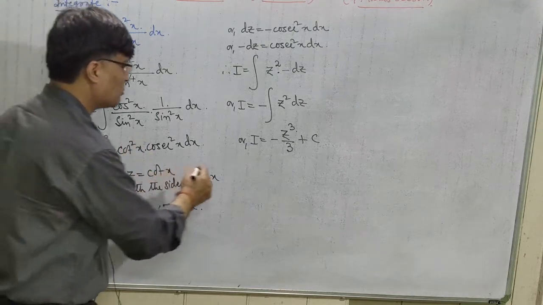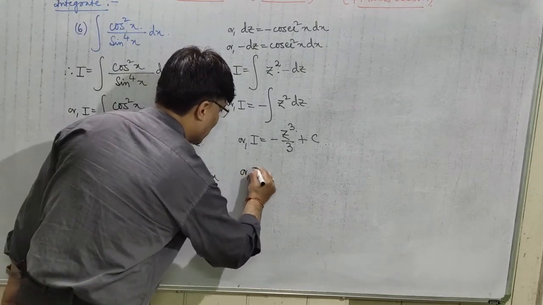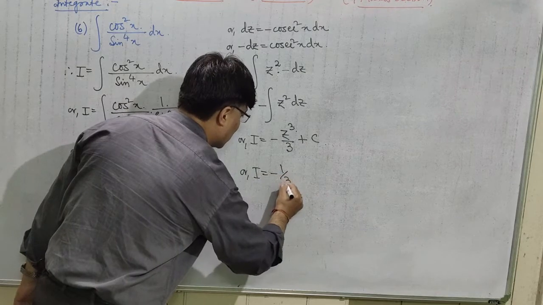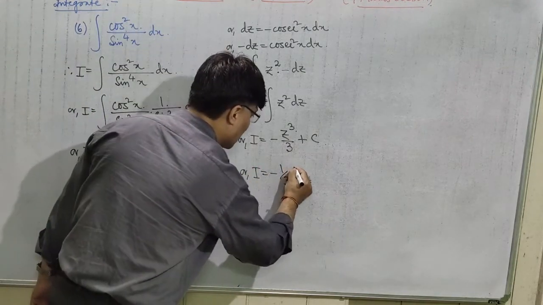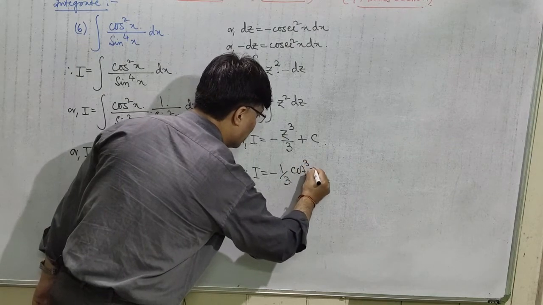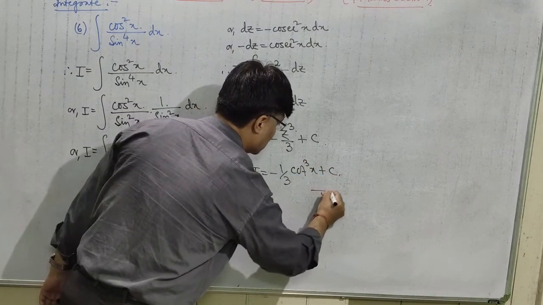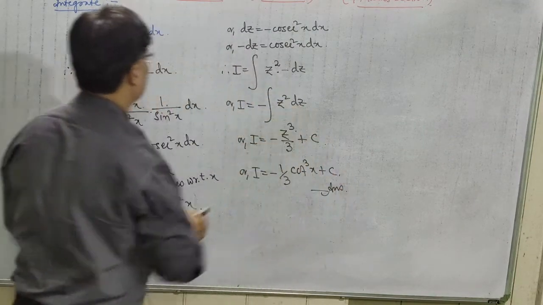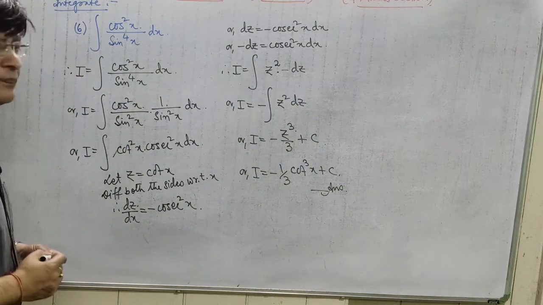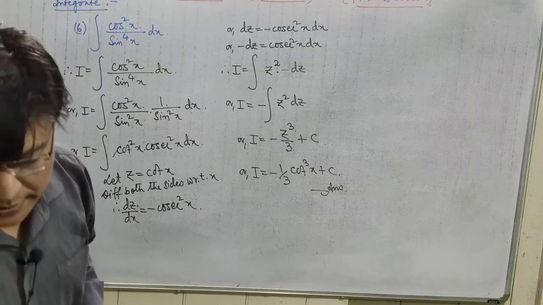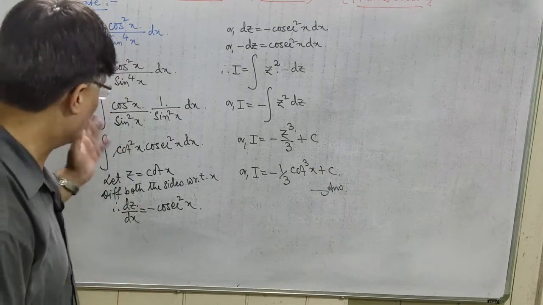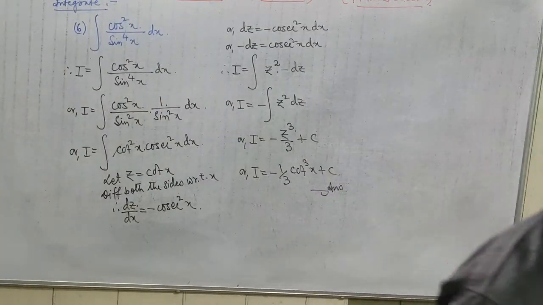Okay, so now let us put the value of z. Or I is equal to minus 1/3. What is z actually? z is cot x. What is z cube? It is cot cube x plus c. So this is the final answer. Is that understood? So you can copy it. Now we'll do the next question, that is question number 7.